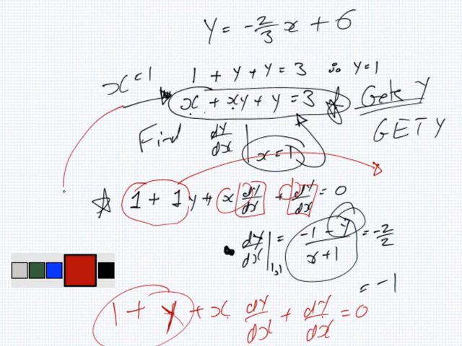How do I go from here to here? Okay, derivative of x is 1. Now, xy, what rule did we need for xy? Product rule. You know the product rule? So first the derivative of x, what's the derivative of x? 1, times y. And then keep the x, and the derivative of y. Good, okay.